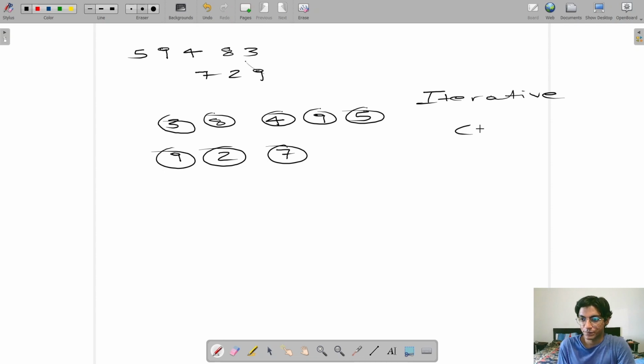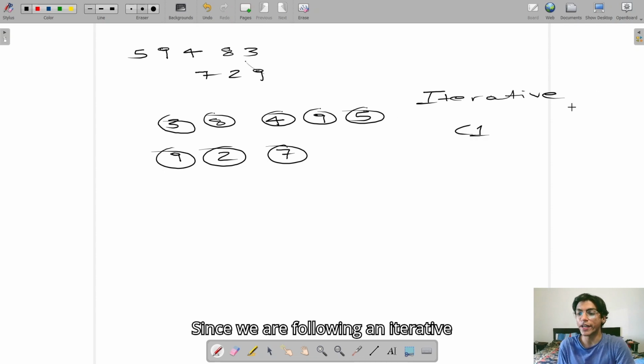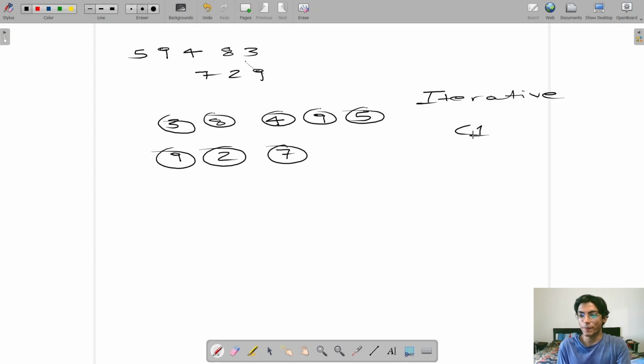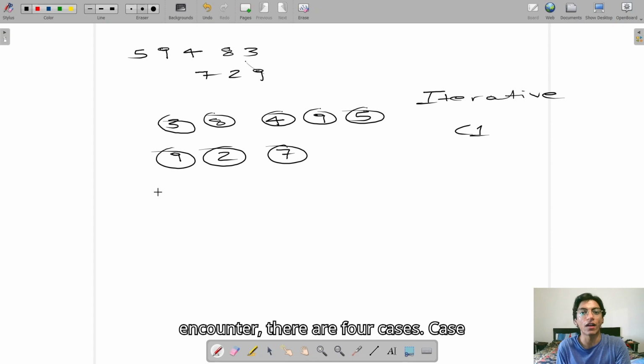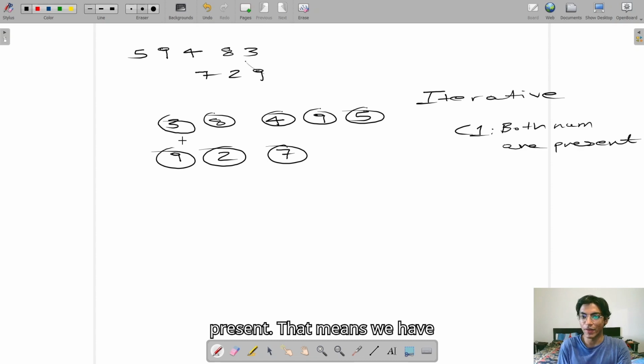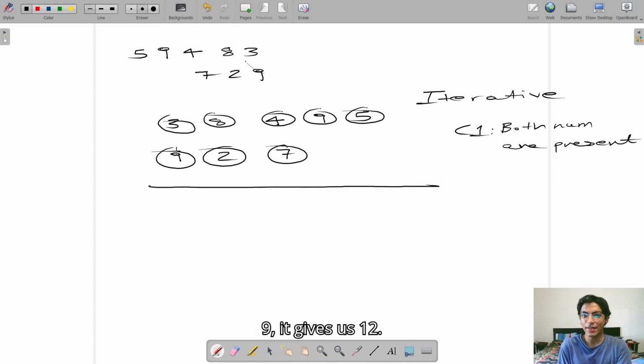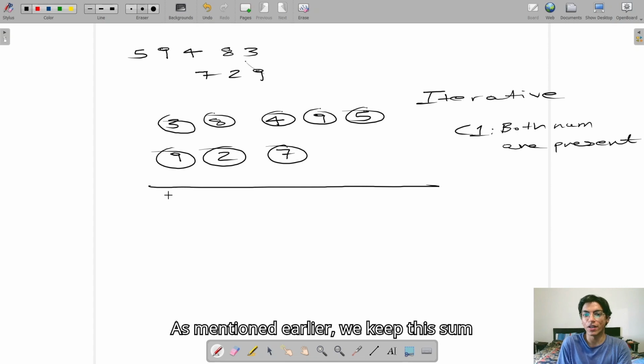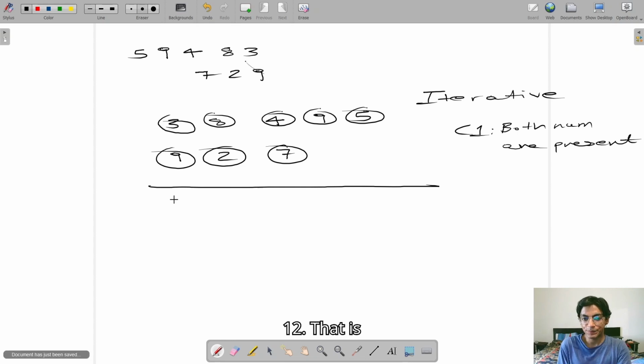Case 1. Since we're following an iterative approach, for every combination of numbers that we encounter, there are 4 cases. Case 1 is when both numbers are present, right? That means we have the first number and we have the second number. So let's just worry about this case and try to start solving this question. So 3 plus 9 gives us 12. As mentioned earlier, we keep the sum 12.